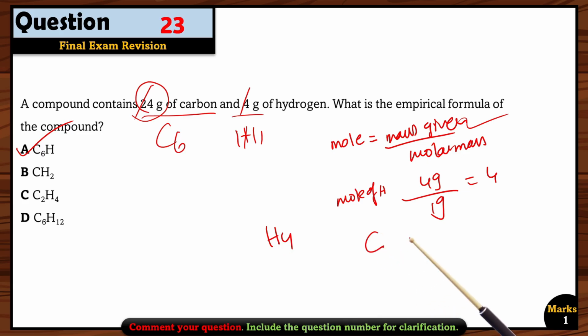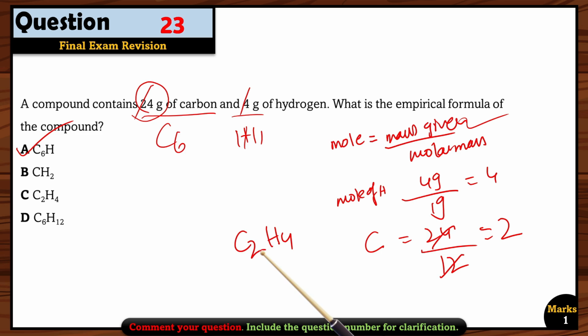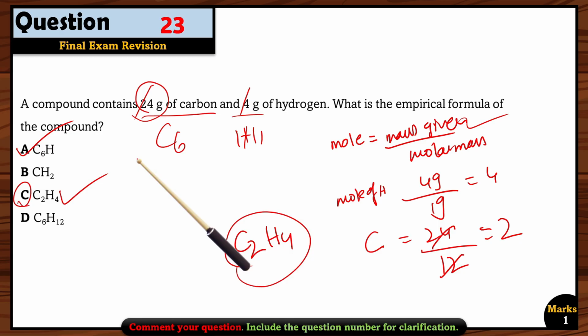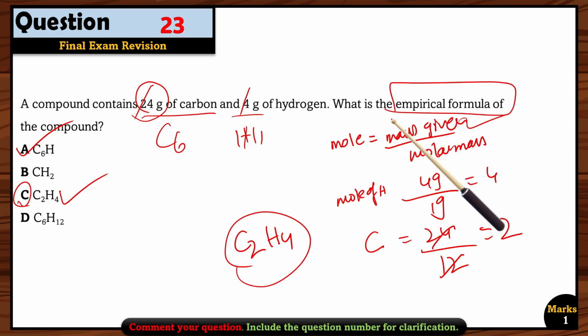What about carbon? Carbon is 24, and if you see the mass of the carbon in the periodic table, it is 12. So it is 2. So it means you have 2 carbon, right? This is the molecular formula of the compound. So what the students usually do, even if they know how to calculate the mole, is choose option C. They think that C2H4 is the right answer, but it's wrong. They are not asking about the molecular formula. They are asking about empirical formula.